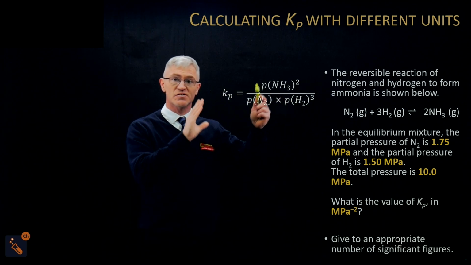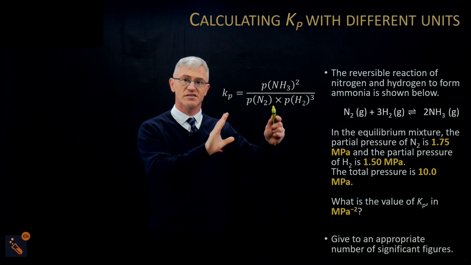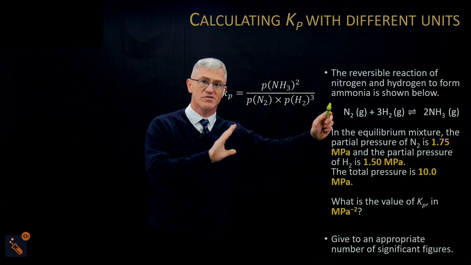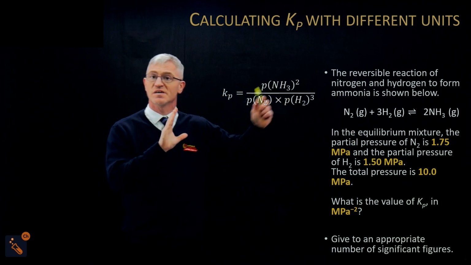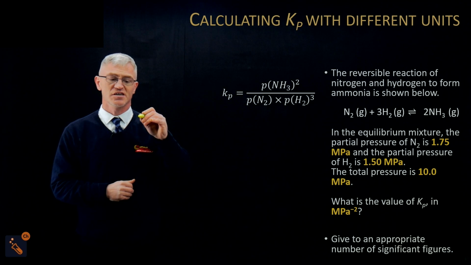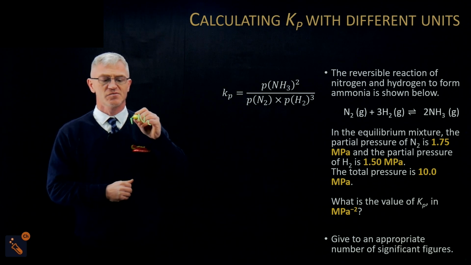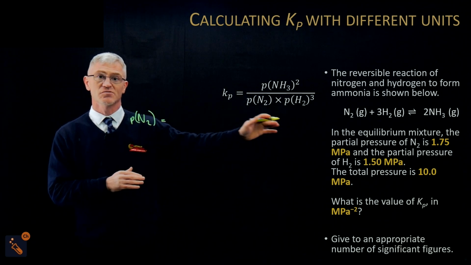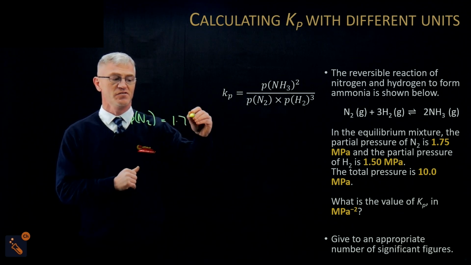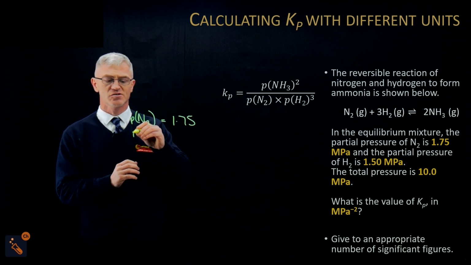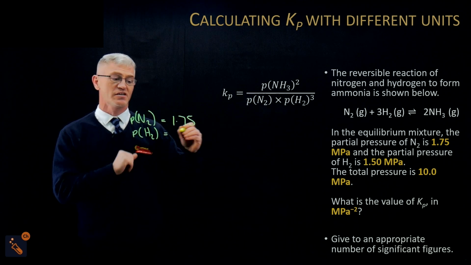So straight away we've got the equation NH3 squared over N2 times H2 cubed, and you got that from the balancing of the equation. The 3 comes from the H and the 2 comes from the NH3. Okay, and then what we can do is we can say N2 and the partial pressure of N2. The partial pressure of N2 is in the question, and you can see it's 1.75. Now, you also know that the partial pressure of the H2 is there as well, and it's 1.5.